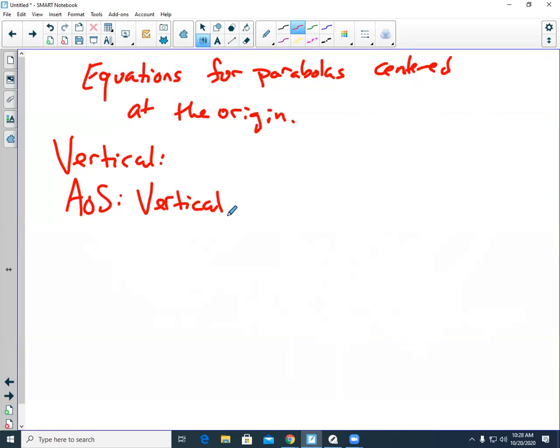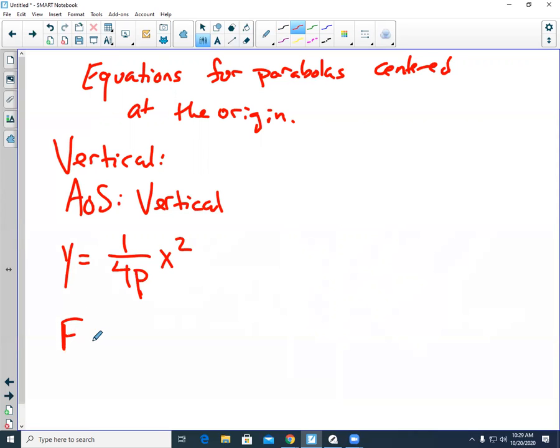So a vertical parabola, and this should kind of be reviewed. A vertical parabola is going to have an axis of symmetry that is vertical. It is going to be defined by the equation y equals 1 over 4p x squared. Now we don't know what p is yet, right? We don't know what that letter is yet. It is given to you by whatever the focus or directrix are.